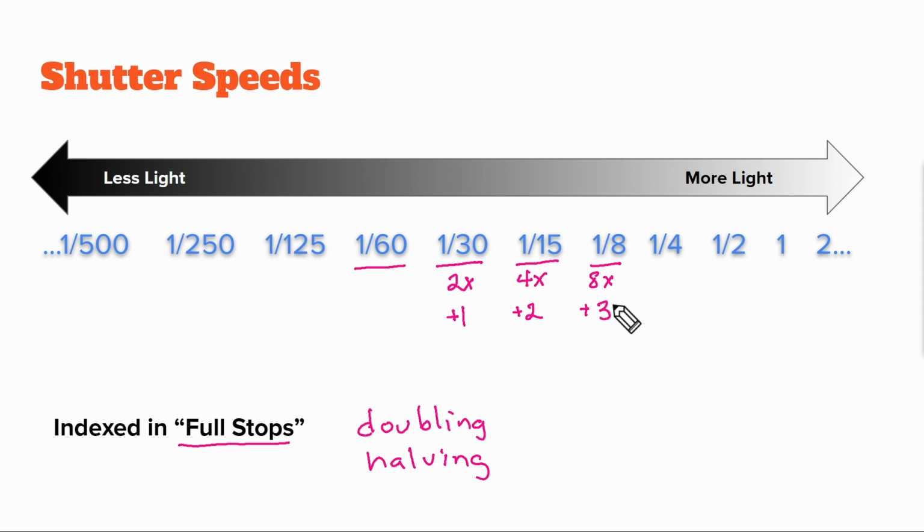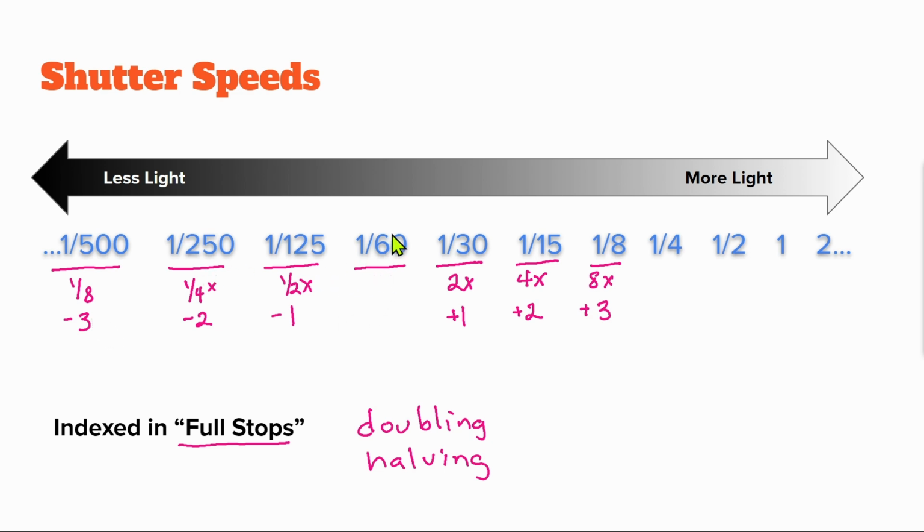And of course, to cut the light in half, we would use half the shutter speed at 1/125th of a second. So this is half the light. So this would be minus 1 stop. At 1/250th of a second, this is 1/4 of the light because we cut 1/2 in half. So we're now at minus 2 stops. And we cut 1/4 in half at 1/500th of a second. So this is 1/8 the light, or minus 3 stops.